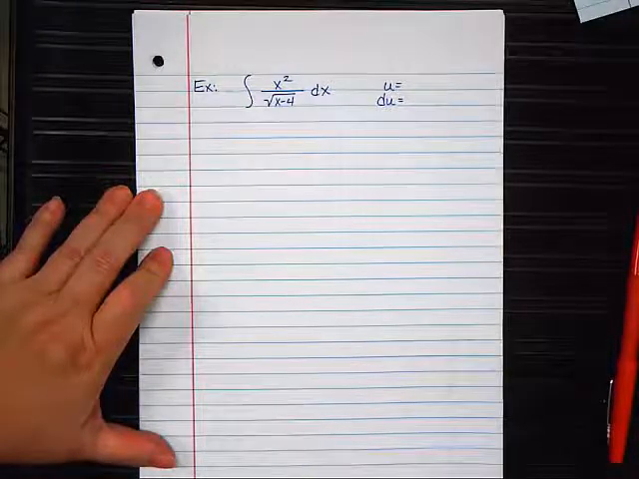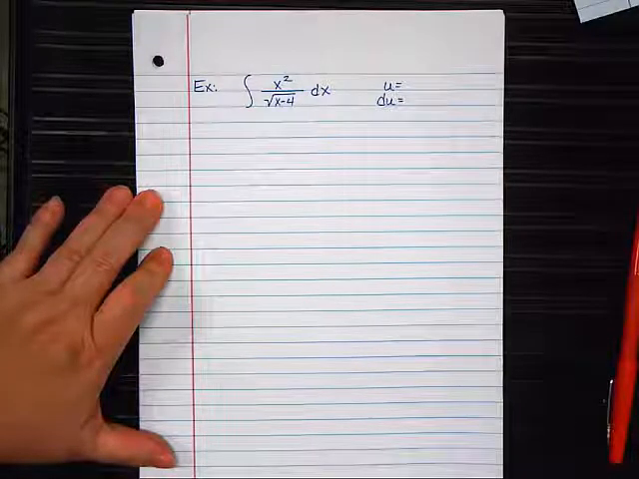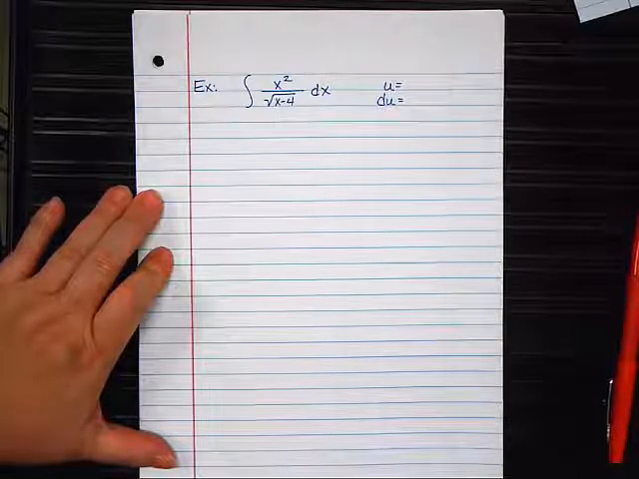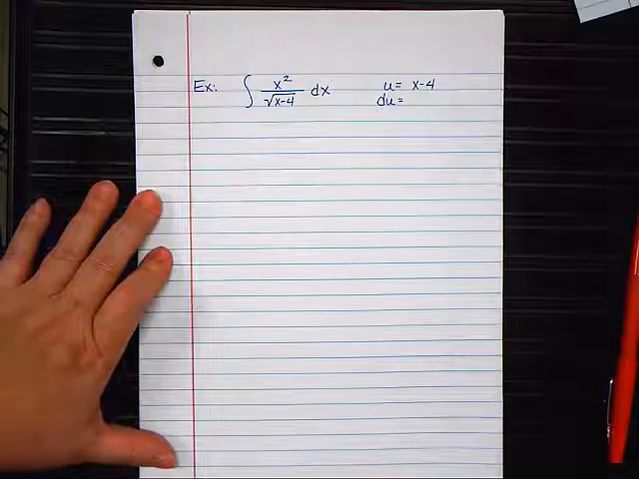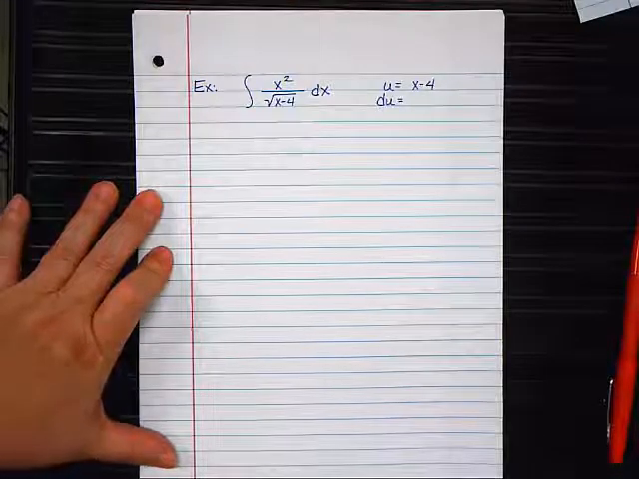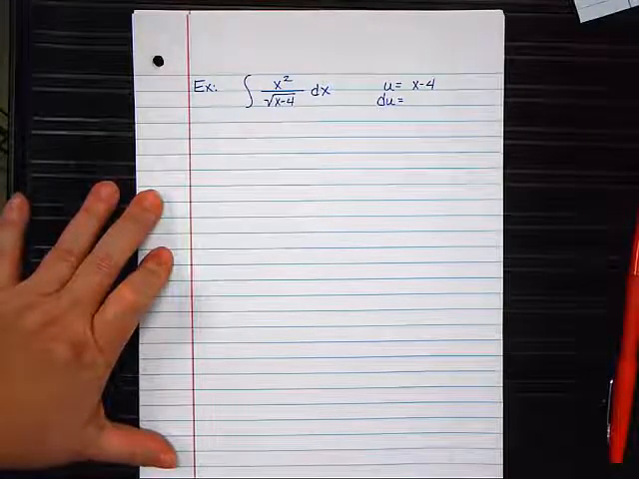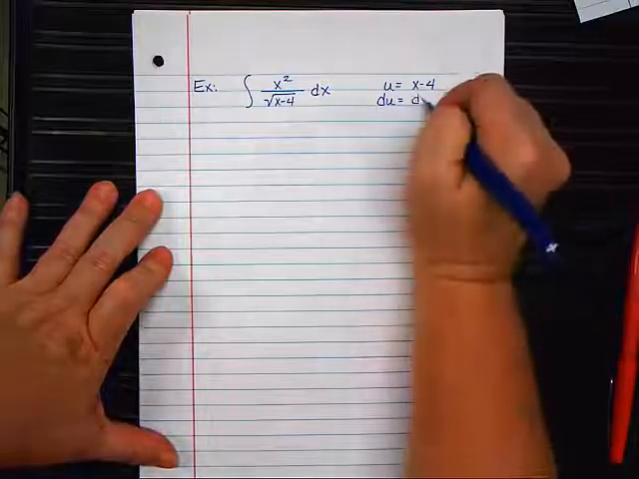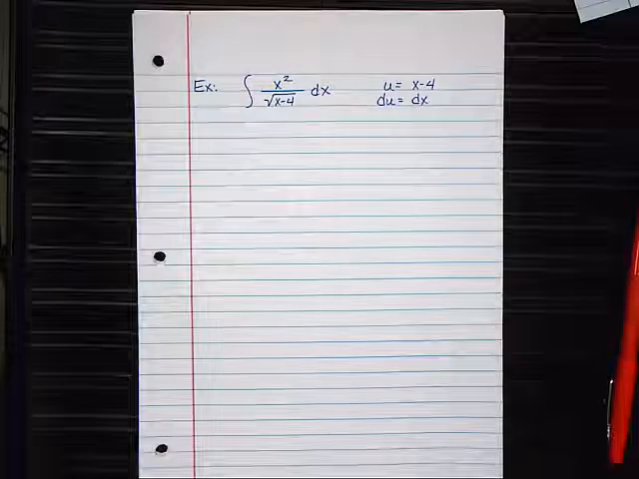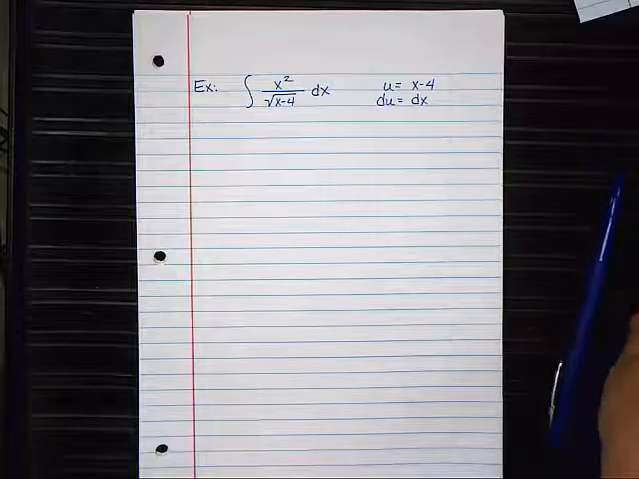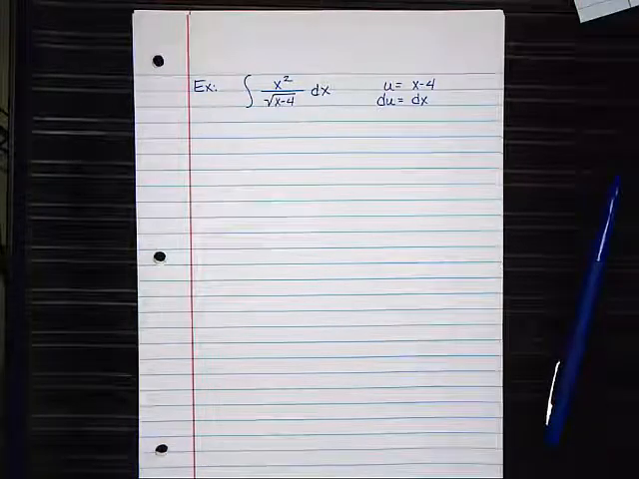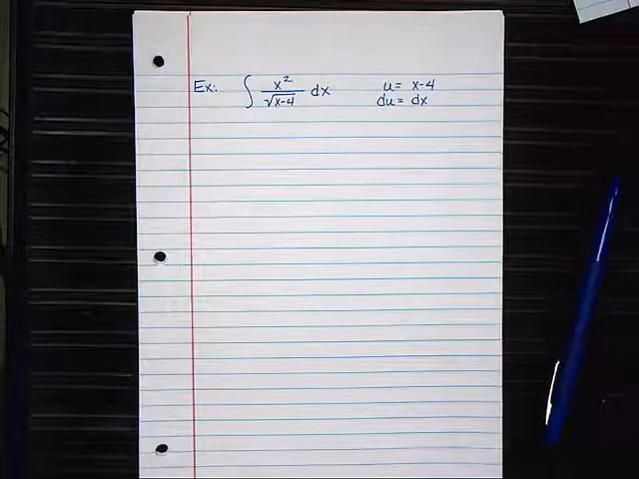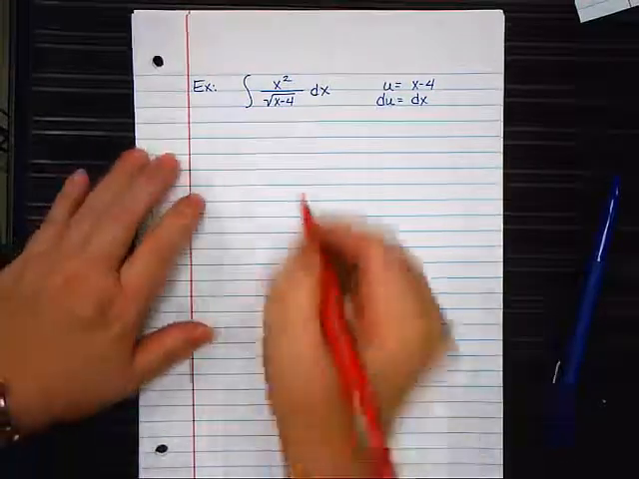Okay, what do you think u is? Just x minus 4, not the square root, just what's inside. What is du? 1 dx. So just drop the 1 and write dx. Now, real quickly, raise your hand if you see that there's going to be a problem. How many of you see a problem arising already? About a third of you. Okay, let me show it to the rest of you.